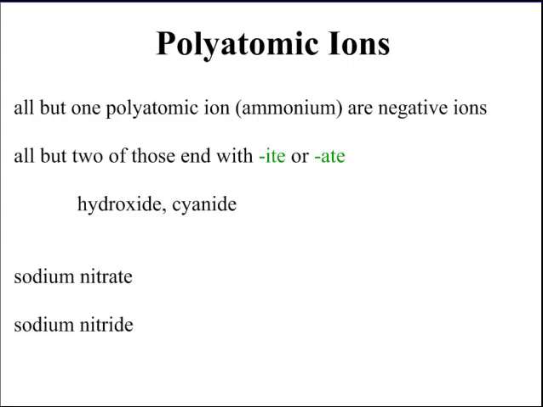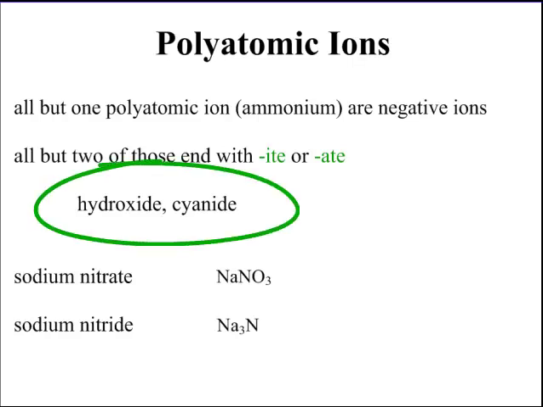For example, sodium nitrate with the ATE ending contains a polyatomic ion, while on the other hand, sodium nitride with the IDE ending contains the ion form of the element nitrogen. That ending is all that tells you that a polyatomic ion is present. Sodium nitrate then is NaNO3, sodium nitride is Na3N. Of course, there's 2 exceptions to this normal ending system. The polyatomic ions hydroxide and cyanide, they end with IDE, so just memorize those 2 exceptions.